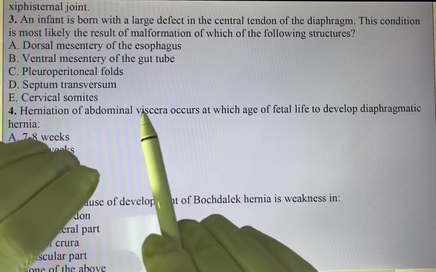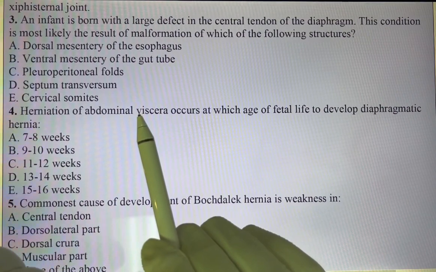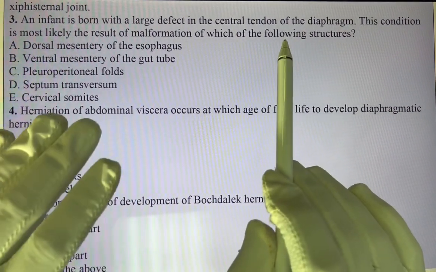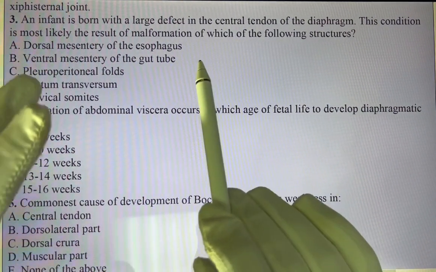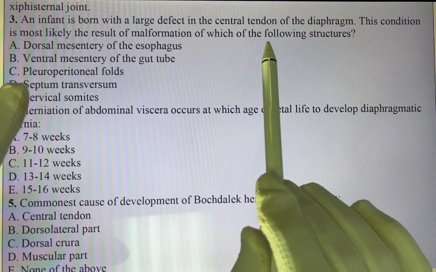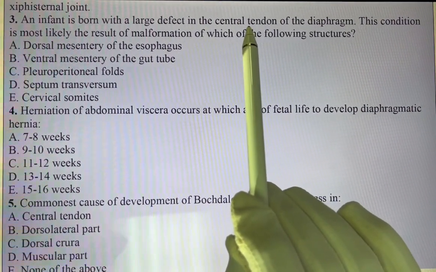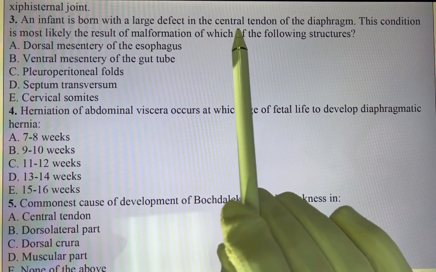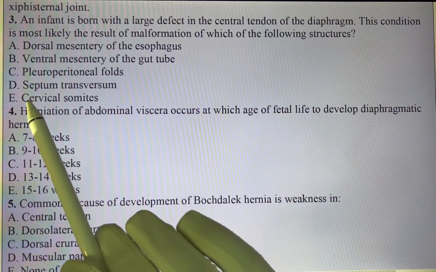So question number 3 in the MCQ series. An infant born with a large defect in the central tendon of diaphragm. The condition is most likely the result of malformation of which? When you hear the central tendon, it means septum transversum. So the answer is D.